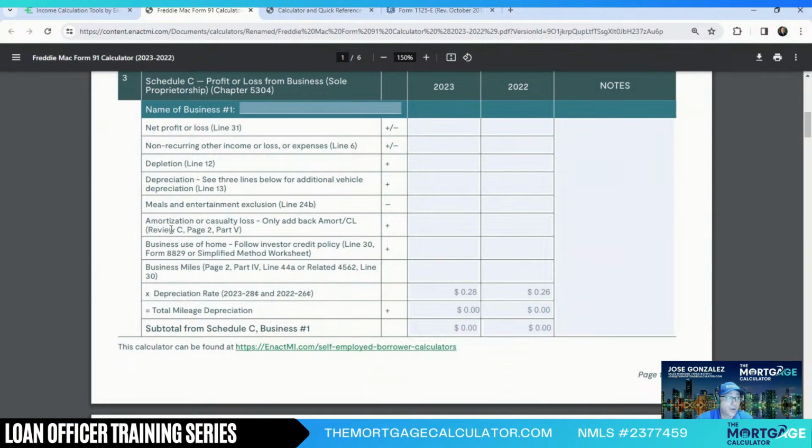And here's what I was talking about, amortization. Amortization, you see there's a plus. It gets added back to their qualifying income. Depreciation, also a plus, gets added back.